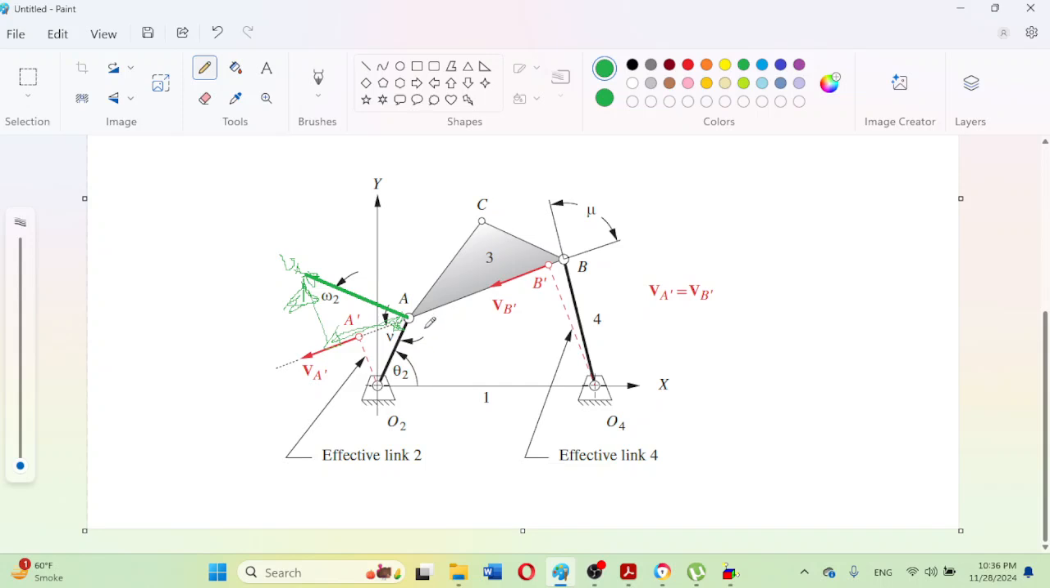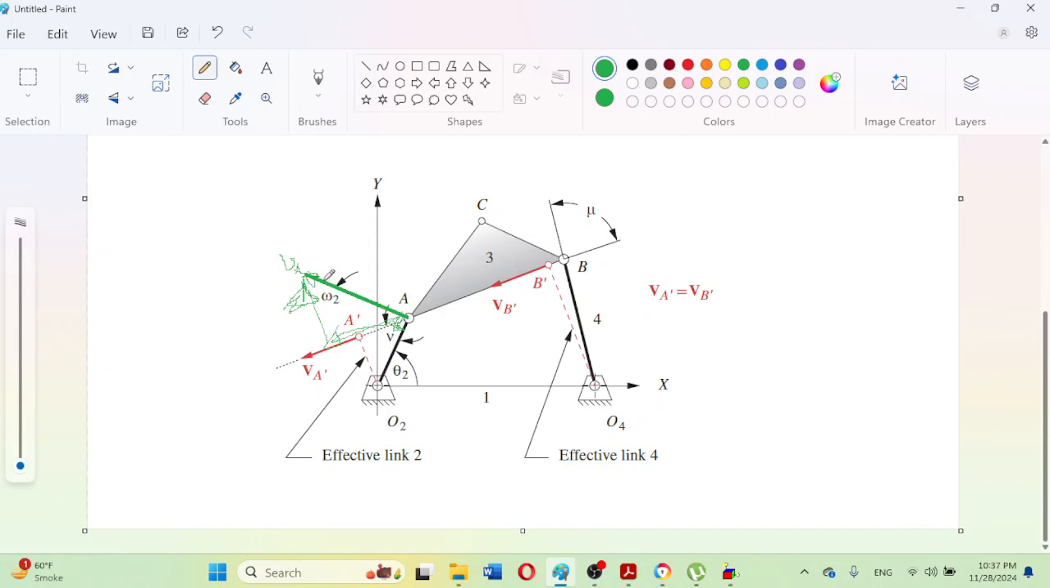Here, for example, if this angle is V, then the angle between this velocity vector and this crank, this extended coupler link, will be 90 minus V. Because the angle between this velocity VA and this crank is 90 degrees, if the angle between this extended coupler link and this crank is V, then the angle between this velocity vector VA and this is 90 minus V.